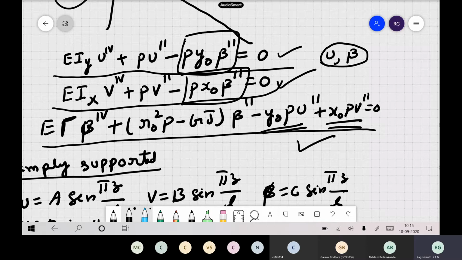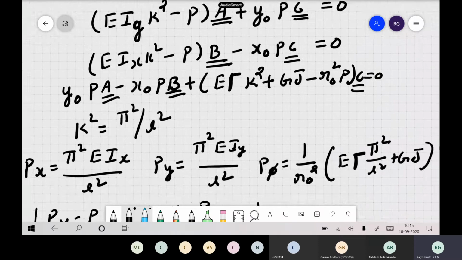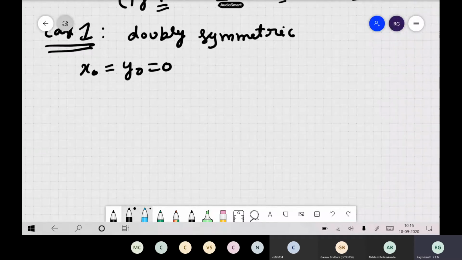So flexure torsional buckling cannot happen for a doubly symmetric cross section. Flexure is separate, phi is separate, this is separate. So there is no joint flexure and torsion both inducing buckling. That doesn't happen. That is the meaning of this expression.